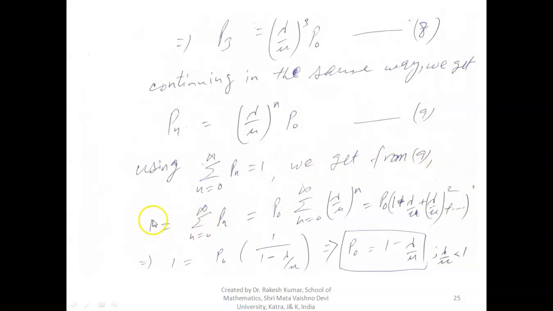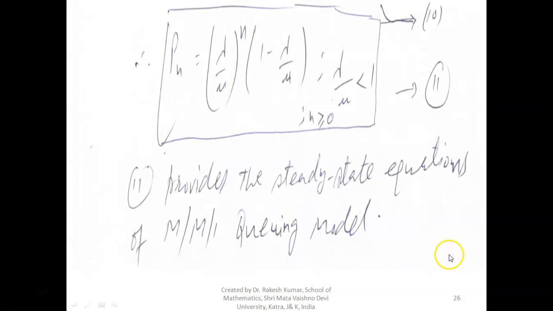So from equation 9, the sum from 0 to infinity of Pn is equal to 1, and it is again equal to P naught outside and inside (lambda upon mu) raised to power n. If we expand this series it will be an infinite GP, and therefore its sum is first term upon 1 minus common ratio, that is lambda upon mu, and this will be convergent only if lambda upon mu is less than 1. So therefore P naught equals 1 minus lambda upon mu, and this holds only when lambda upon mu is less than 1.